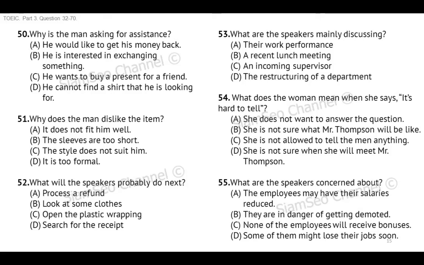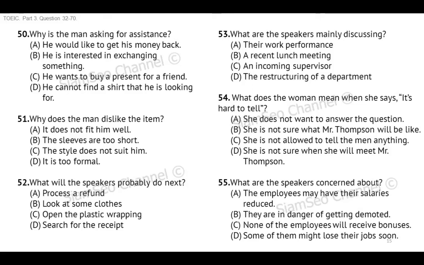I heard he's planning to restructure the department and that there might be layoffs. I hope your news is wrong, but I'm afraid you're right. Still, none of us has been performing up to expectations lately, so it makes sense that he's coming here to shake things up. And that's why all of us are worried.